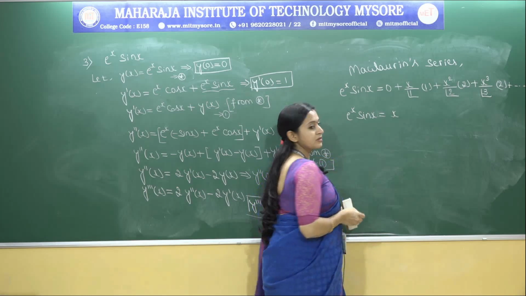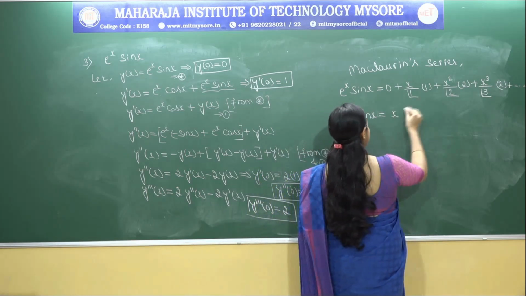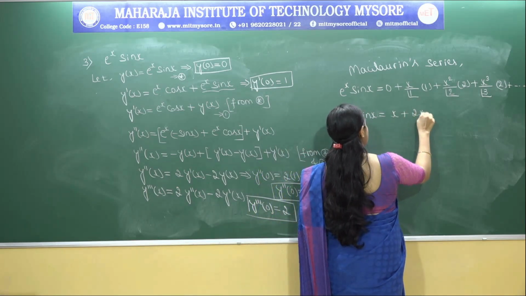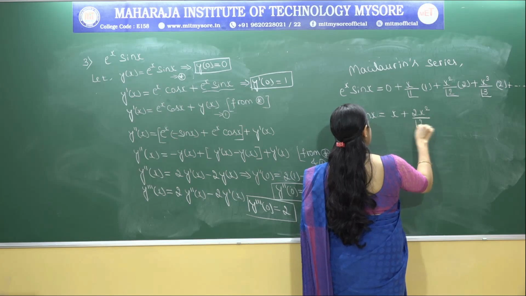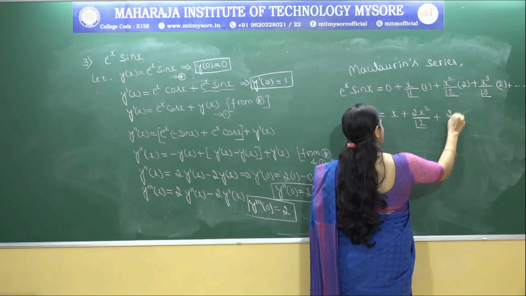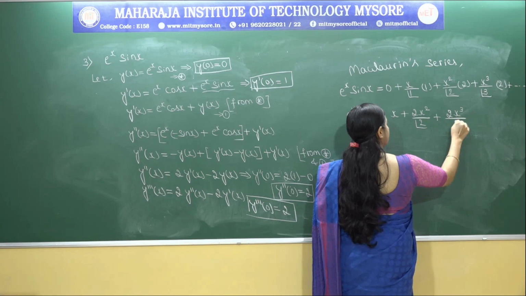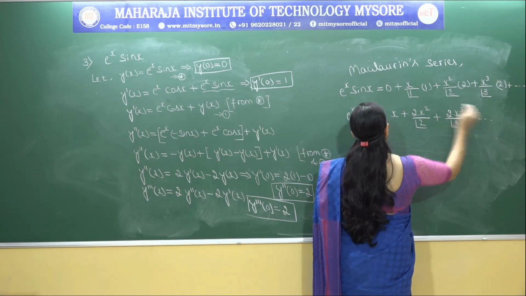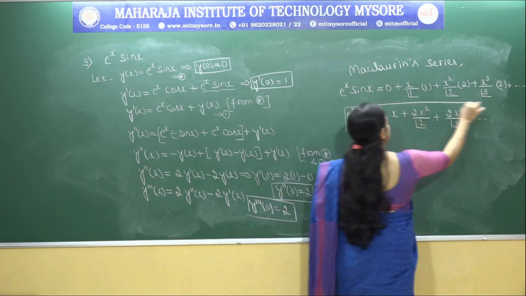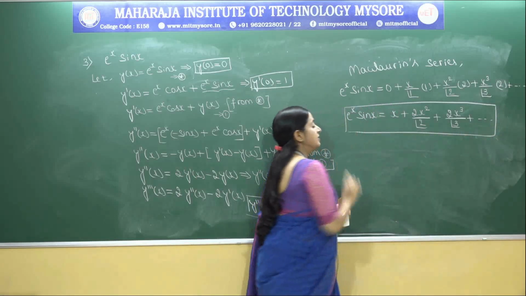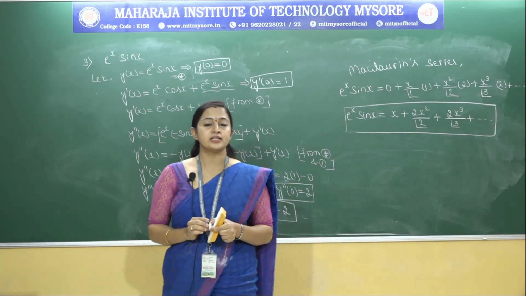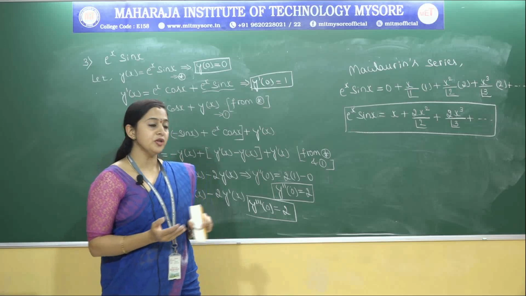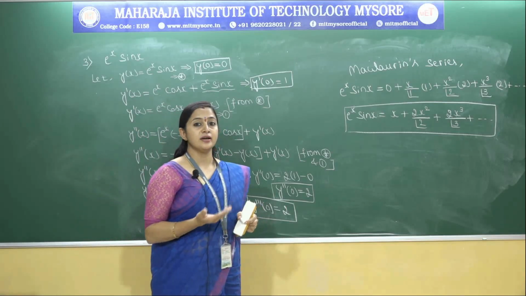First term is x, the second one, and the third term with 3 factorial. There is the expansion of e power x sin x. Similarly, you can do for e power x cos x and e power x tan x.